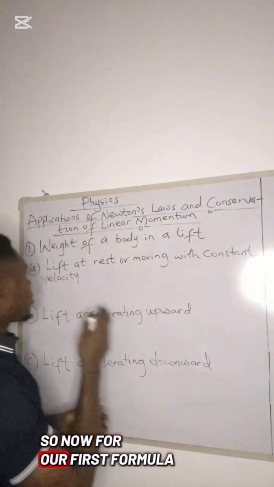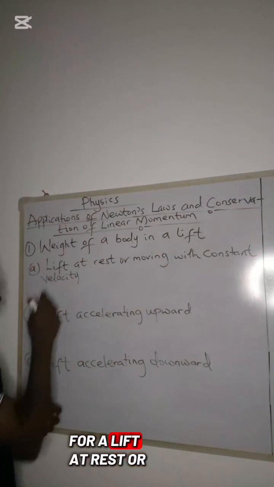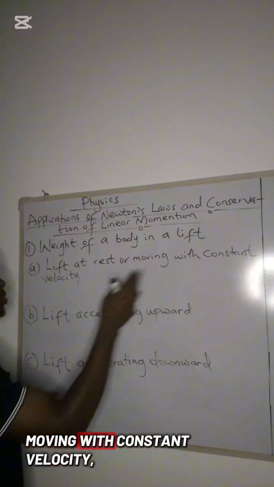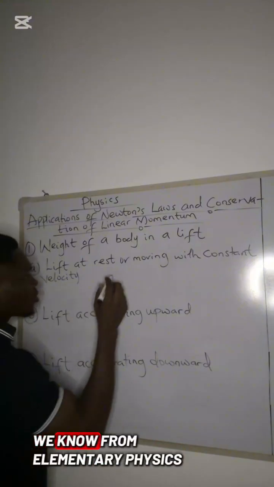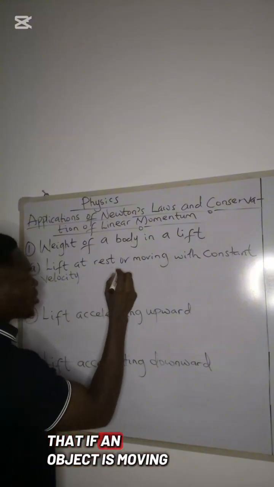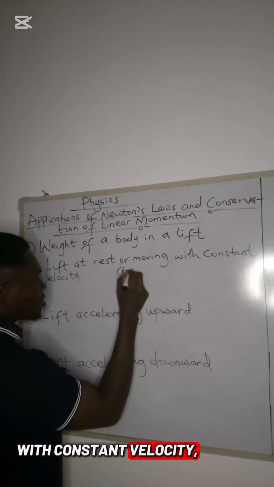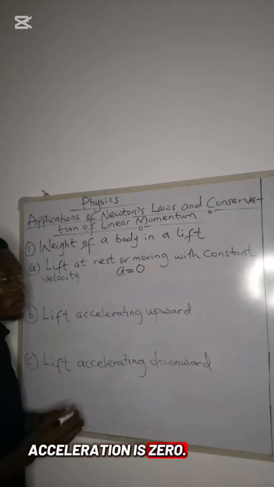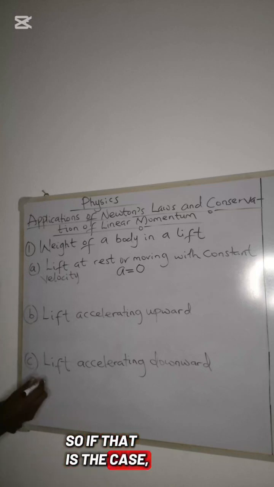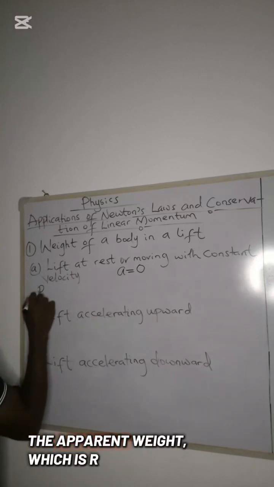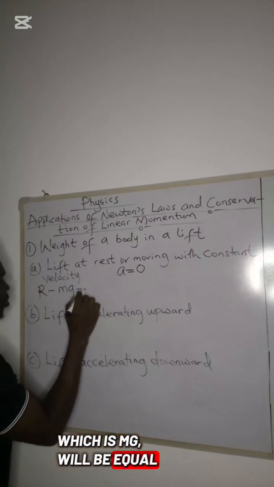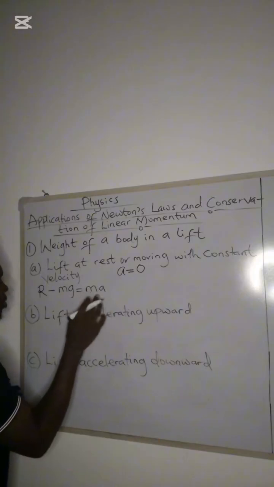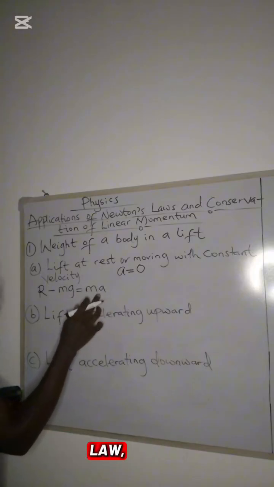So now for our first formula, for a lift at rest or moving with constant velocity. We know from elementary physics that if an object is moving with constant velocity, it means acceleration is 0. So if that is the case, the apparent weight, which is R, minus the true weight, which is mg, will be equal to the resultant force. Of course, this is Newton's second law, ma.